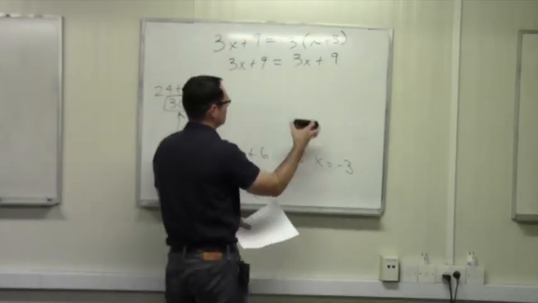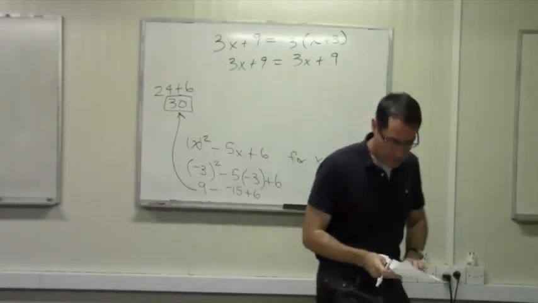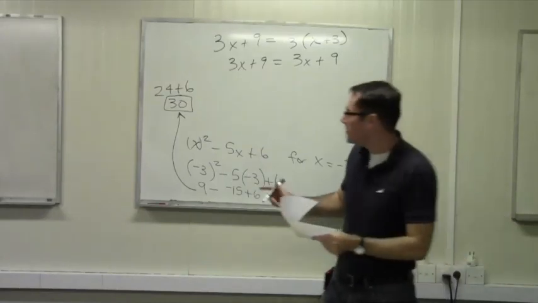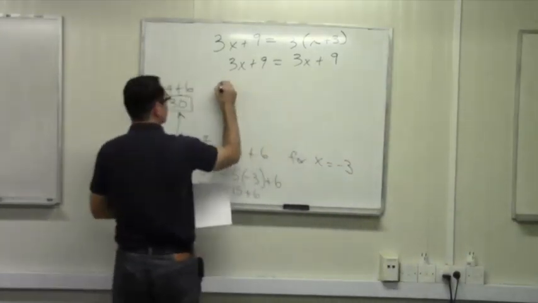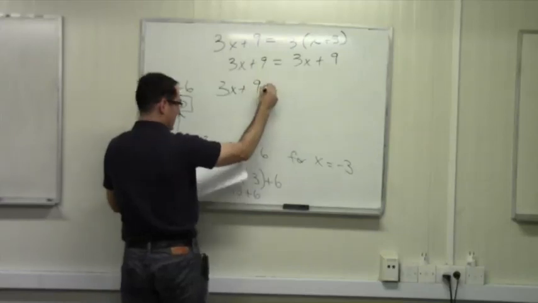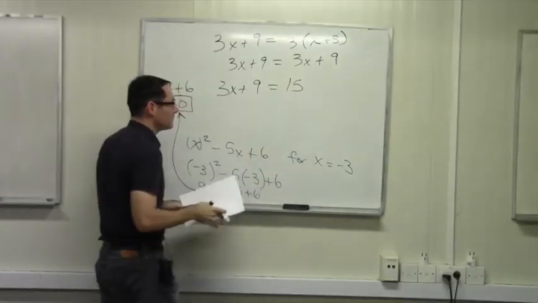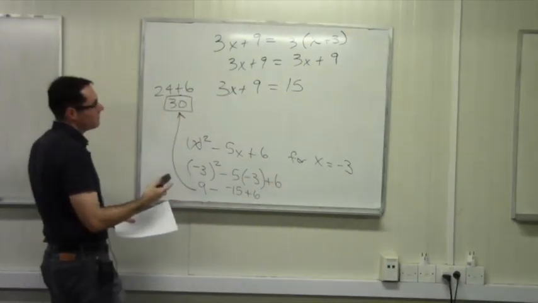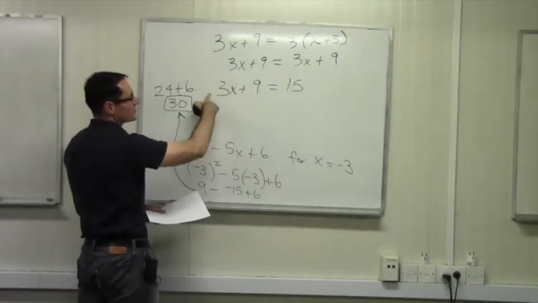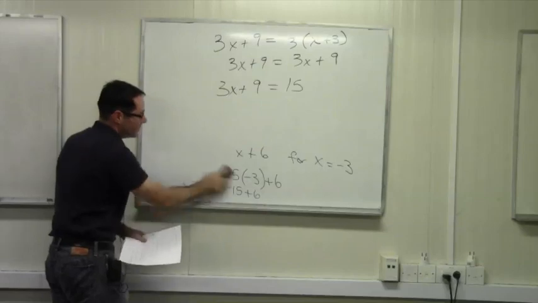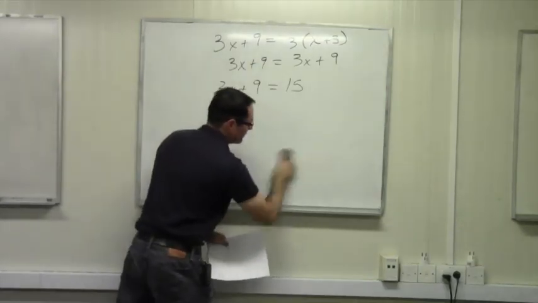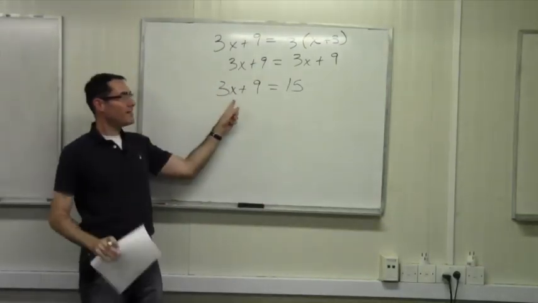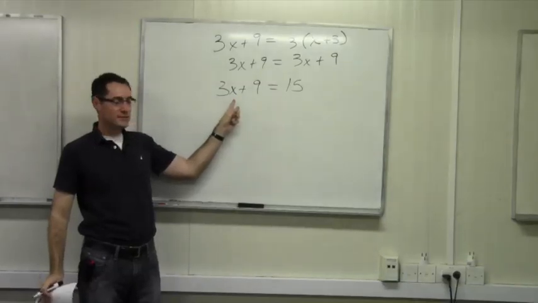Here's another example. 3x plus 9 equals 15. That's an equation. By the way, this is called an identity. This is called a conditional equation. In this one, we can actually get the number for x.